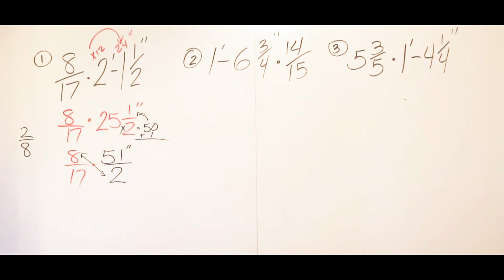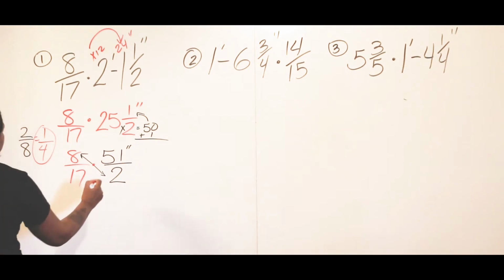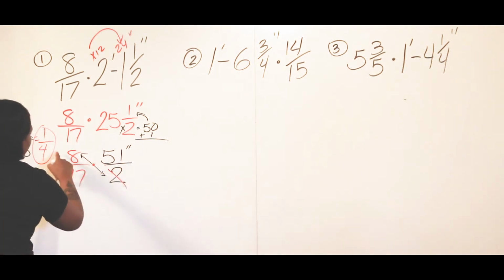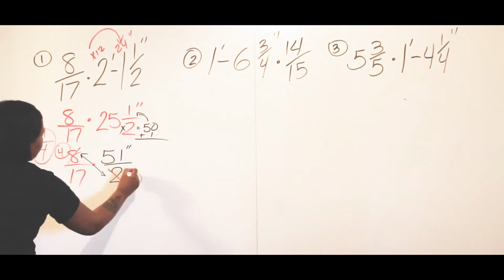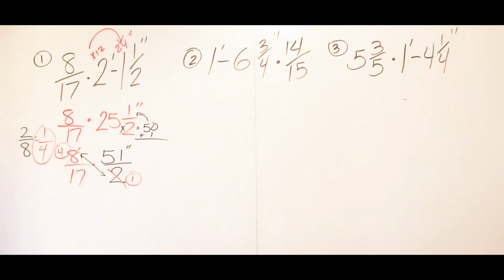How many times can 2 go on to itself? 1 time. 2 goes into 8 4 times. So I can cross-reduce that 8 and 2. You can't always cross-reduce, but I can cross-reduce. I said that 2 can go on to 8 4 times, and I said that 2 goes into itself 1 time. So I just cross-reduce, crisscross, right? All we're doing is reducing to make it easier.